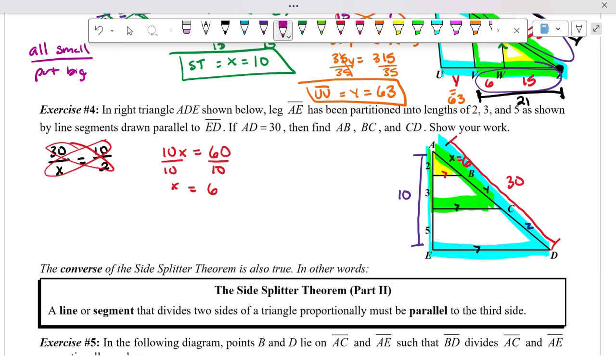All right. So how would I set up my proportions? Remember, all of the small, part of the big. So how would I set up one of the proportions? Not 30. Remember, we're using yellow and green. 6 over y. So 6 over y is one of them. And it's going to be equal to what? Nope. Green and yellow. Green and yellow. Backwards. No. You're right. You're right.